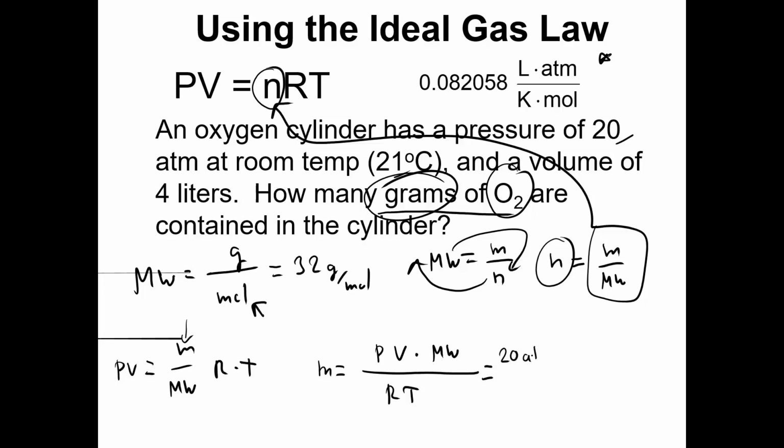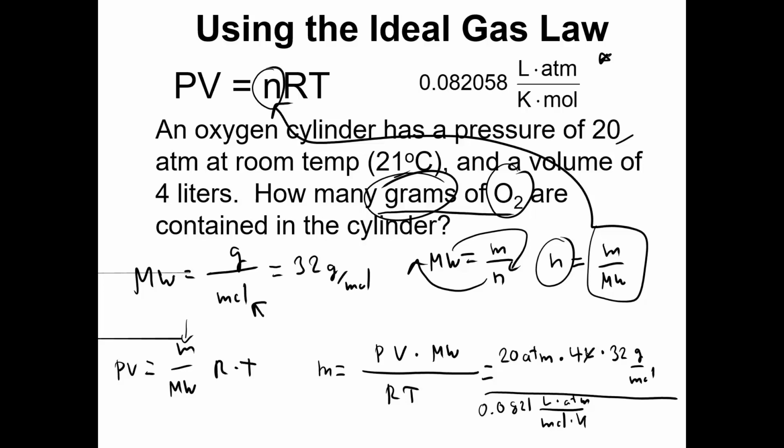I'm not sure I'm going to squeeze it all in here. 20 atm times volume, which is 4 liters, times the molecular weight, that's 32 grams per mole, divided by the ideal gas constant, which is 0.0821 liters times atmospheres divided by mole times Kelvin.